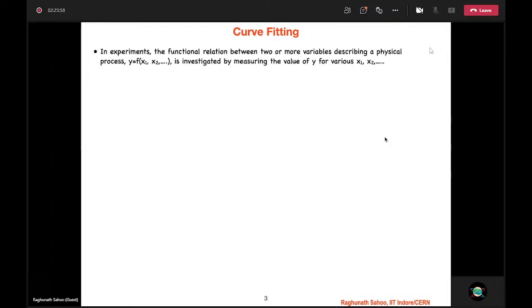So let me develop the theory in the next 10-15 minutes. We can go slow because there is no problem. Only thing is, I have not taken my breakfast.